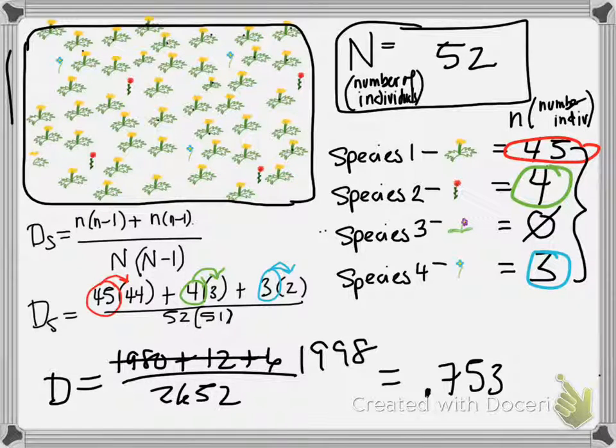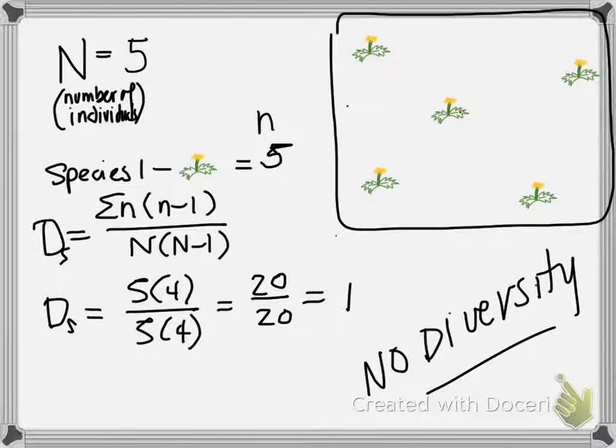Now we said 1 is 0 diversity. The lower the number, the more diverse the ecosystem. This isn't all that diverse, is it? It's a fairly large number. If we compare to this, so this one had no diversity, this had a diversity score of 1. It's more diverse than that, for sure.